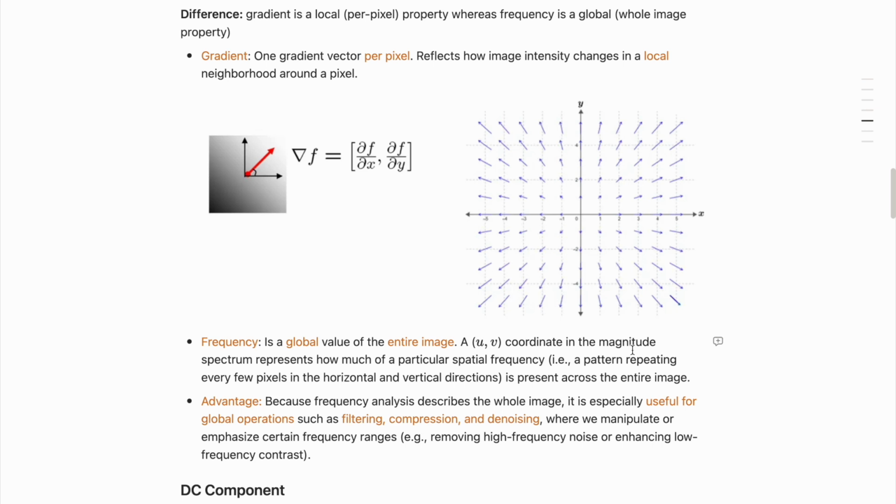The advantage of considering frequency in this way is that because it's a global property, it's useful for global operations, such as filtering, compression, and denoising, where we can manipulate or emphasize a certain frequency range in the image, for example, removing high frequency noise or enhancing contrast by elevating the low frequency portions of the image.